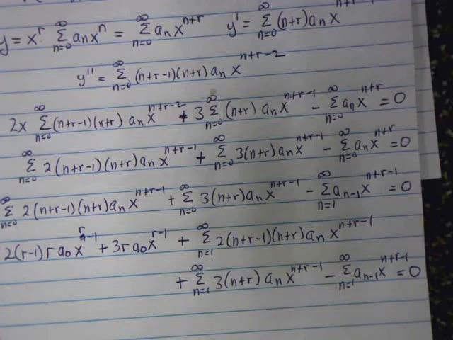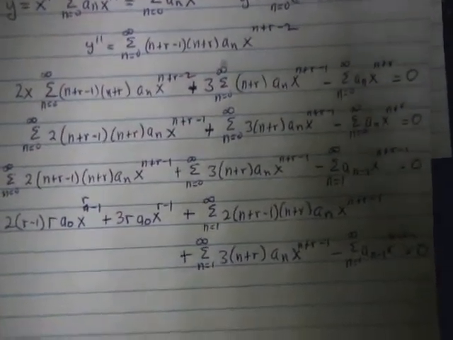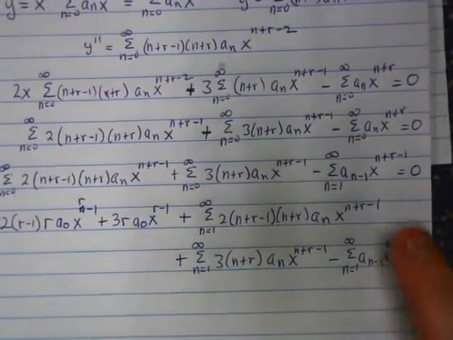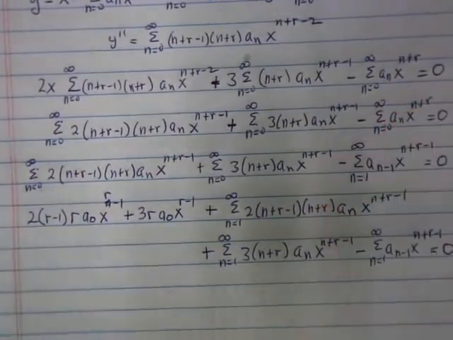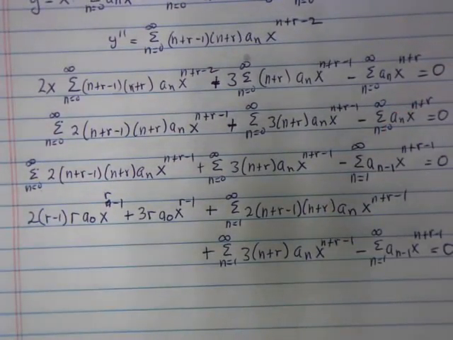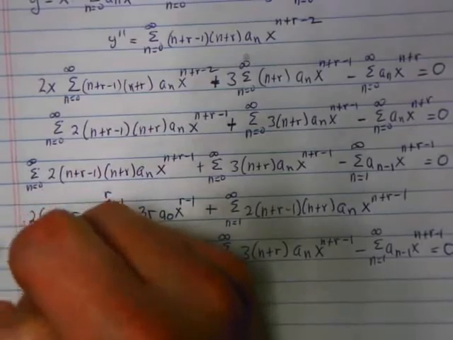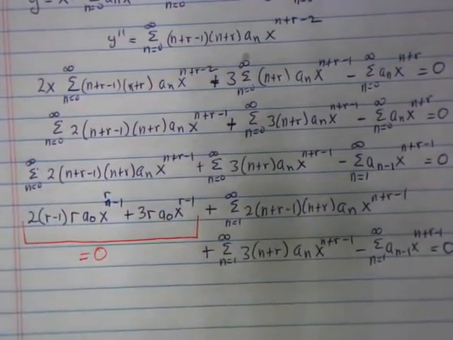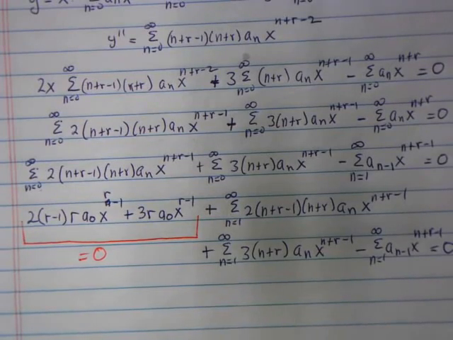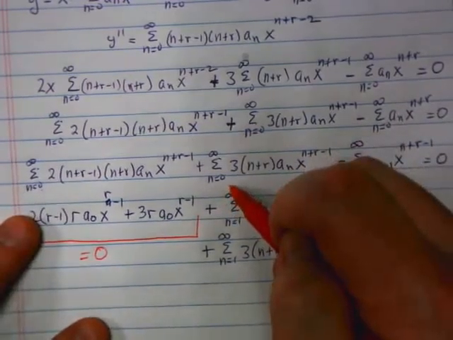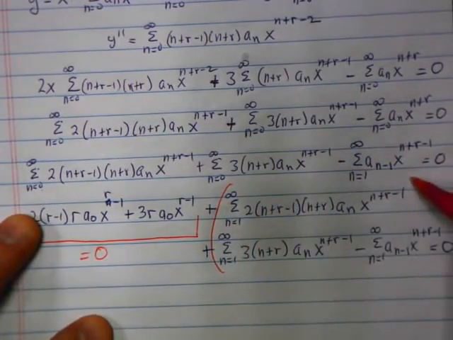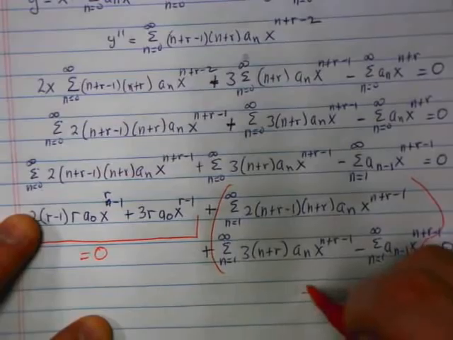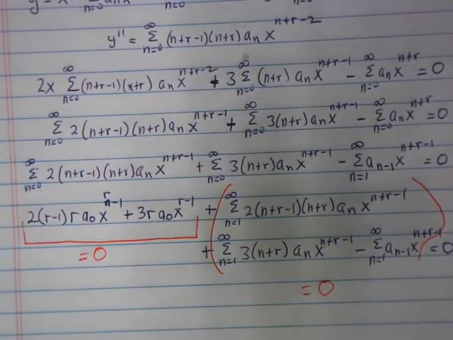Okay, we're getting close. What has to happen now? Well, what has to happen is these two need to add up and give me the number 0. And then all of these things combined, these three series combined, they need to add up and give me the number 0 also.